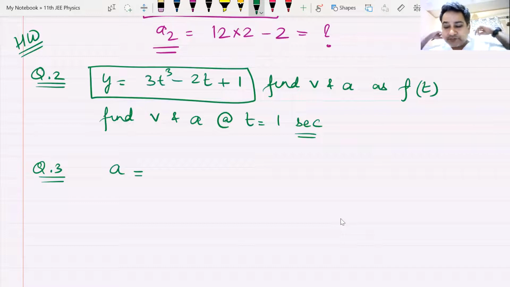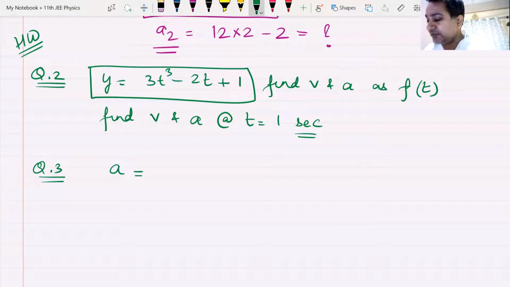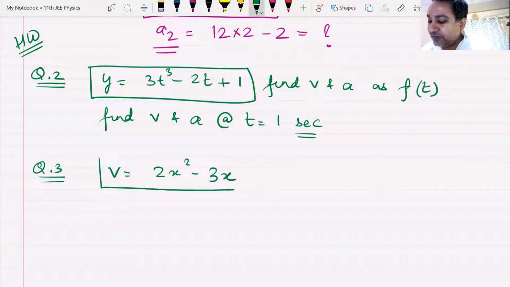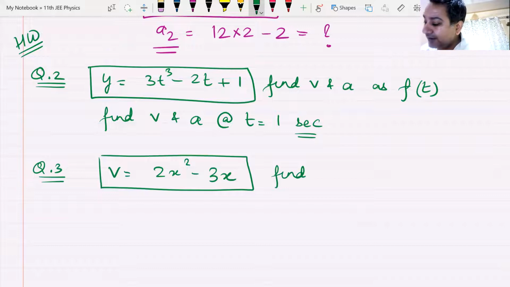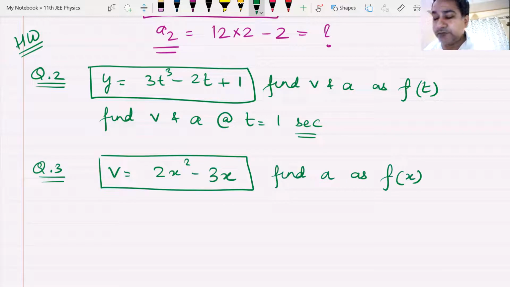Acceleration is, oh sorry, I should not give acceleration. Acceleration is what we need to find out. Velocity is given as 2x square minus 3x. Velocity is given as a function of x, where x is the position along x-axis. You have to find acceleration as a function of x.